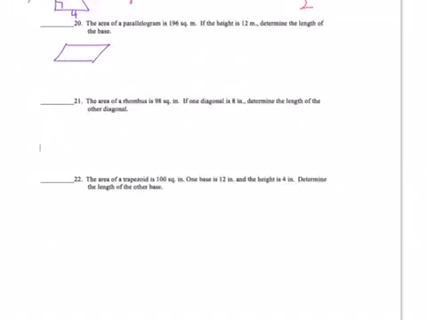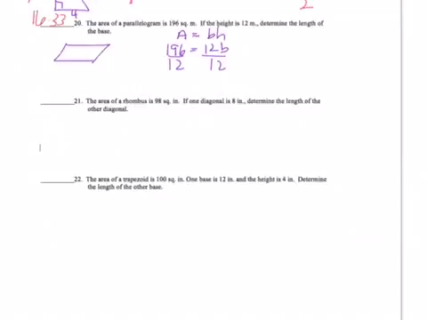The area is 196, and I am just going to write the formula for a parallelogram, and that is base times height. So I'm going to put 196 here. If the height is 12, determine the length of the base. I don't know the base, but I do know the height, so I'm just going to say 12b. Divide by 12 on both sides, and that will give me the base, which is 16 and 33/100.